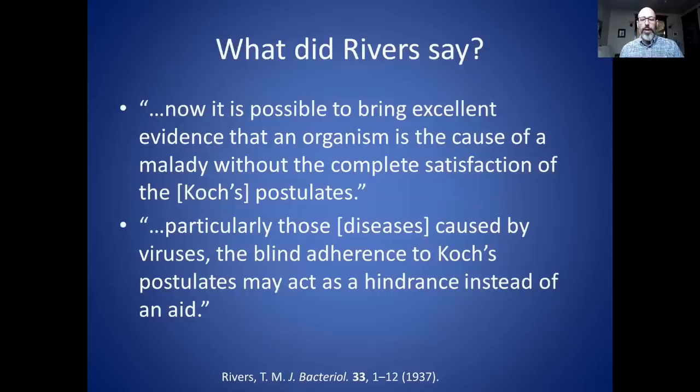So I went and looked at Rivers' article from 1937 where he laid out these 6 criteria. And I found a few interesting quotes to help us learn a little bit more detail about what he was saying. So the first quote, "Now it is possible to bring excellent evidence that an organism is the cause of a malady without complete satisfaction of Koch's postulates." So basically he's saying that you can skip the steps that are not included in his criteria and still prove that a virus causes a disease.